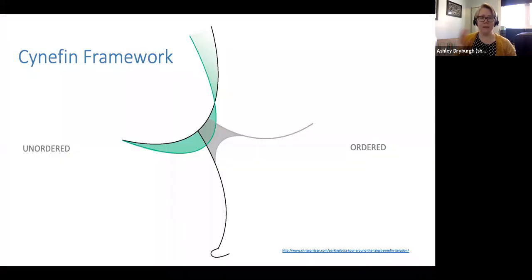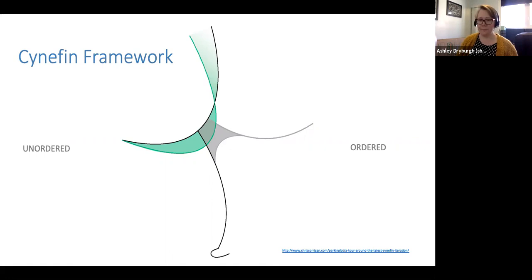So if we put all of these pieces together, we get the Cynefin framework. Cynefin is a Welsh word. It means a multitude of habitats, which I believe is a beautiful metaphor here, developed by Dave Snowden. This is what it looks like. It looks kind of fun. If we map all of these different types of problems onto it, this is what it looks like.